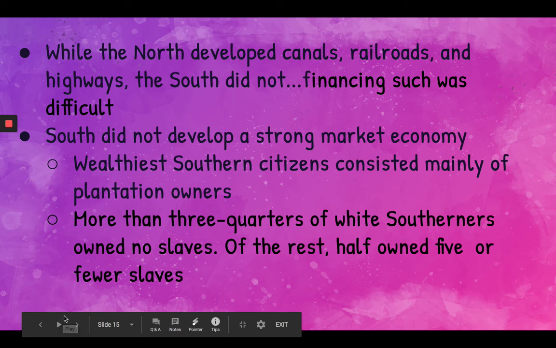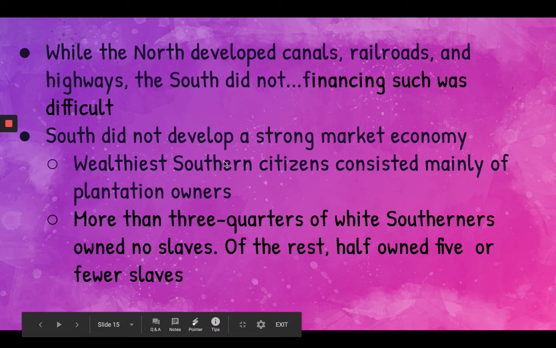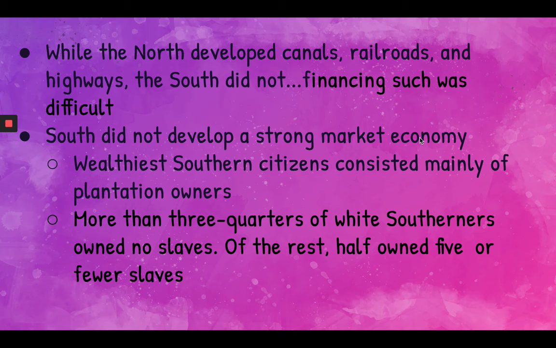So while the North continued to industrialize and develop railroads and canals, the South did not, which would hurt them during the Civil War. And the South also did not develop a strong market economy, which we talked about in period 4, and the importance of a market economy, which is basically consumerism.